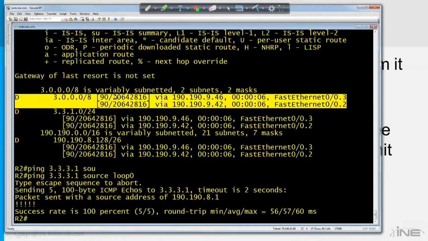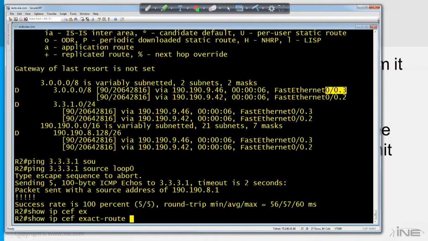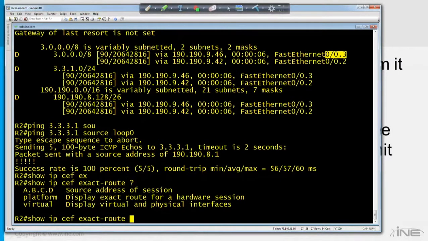Well, by utilizing CEF and a show command, we can figure it out. So that's what it's asking us. And you tell me, what show command would I use to figure out, when I just did that ping, which of these paths it took? Did it take 0/0.2 or 0/0.3? What's the command to see the answer to that question? The command we're looking for is show IP CEF exact-route. And now you type in here the source address of the session.